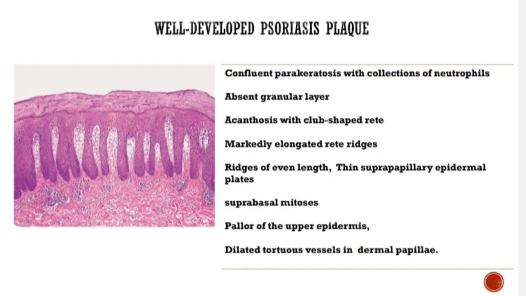In the well-developed psoriasis plaque, the histological findings include confluent parakeratosis with collections of neutrophils. There will be an absent granular layer, acanthosis with club-shaped rete ridges. These rete ridges will be markedly elongated and of even length, and there will be a thin suprapapillary epidermal plate with suprabasal mitosis, and overall pallor of the upper dermis because of neutrophil migration, and dilated tortuous vessels in the dermal papilla with perivascular infiltrates.